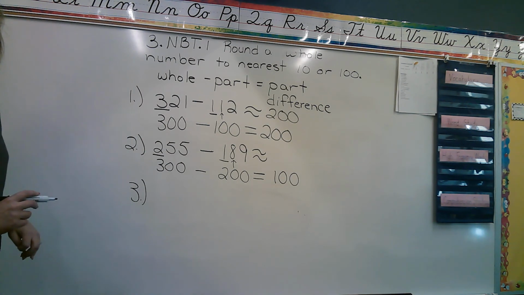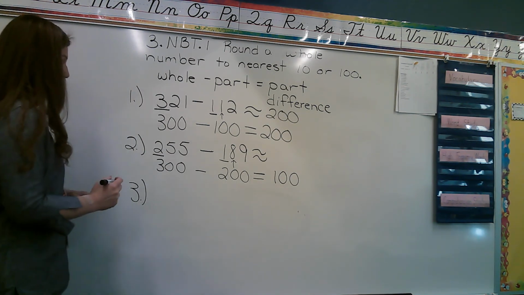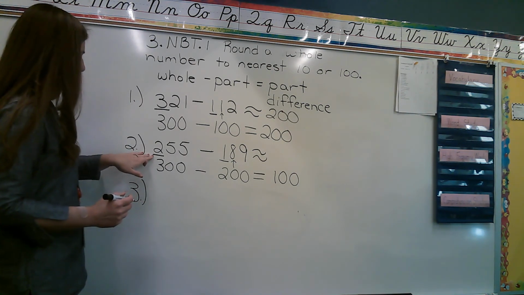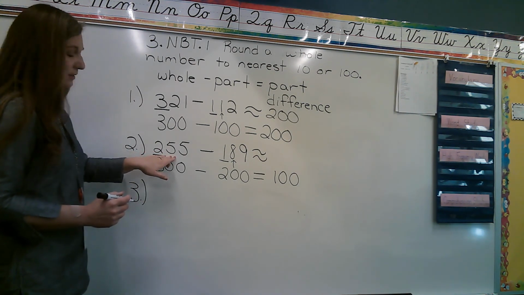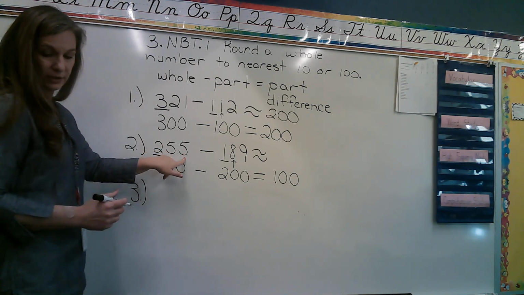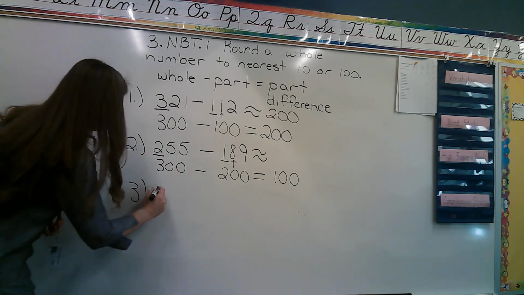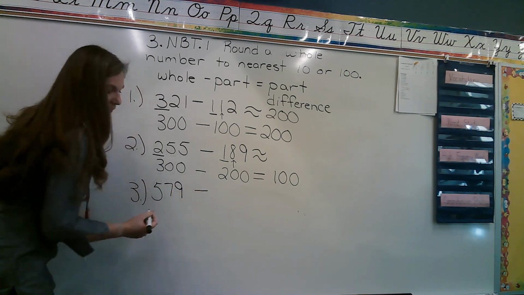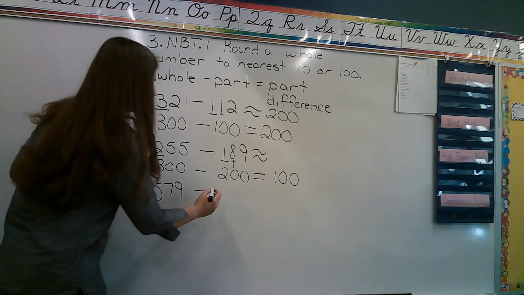579. This time we're going to round to the closest 10 to estimate. So now we're going to work on not just looking at the hundreds place, but now we're going to look at the tens place. And to decide whether we round up or down, we're going to use the ones place. So now we have 579. We're going to subtract 214.